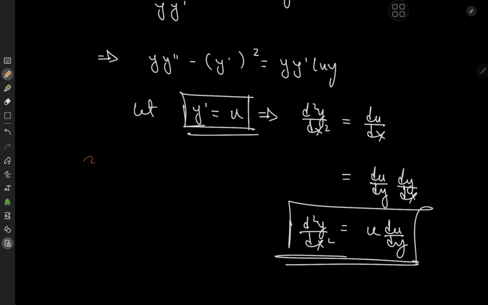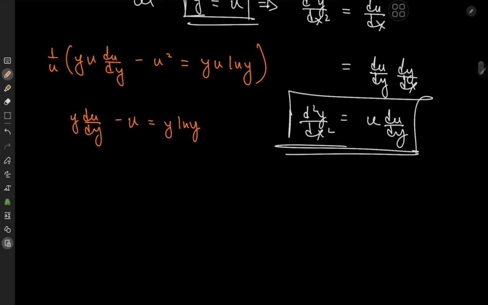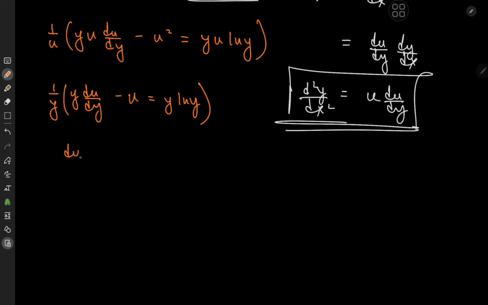So y times y double prime is now y u du over dy minus u squared equal to y times y prime, so that's y times u again, times log y. Now, what we could do first up is expand using 1 over u being y prime, and y prime is clearly non-zero. So we'll expand using 1 over u to get y times du over dy minus u equal to y times log y, and come to think of it, we should expand using 1 over y as well. So we're looking for a non-zero solution to our differential equation, which of course is perfectly valid. y should be non-zero. So we have du over dy minus u over y equal to log y.